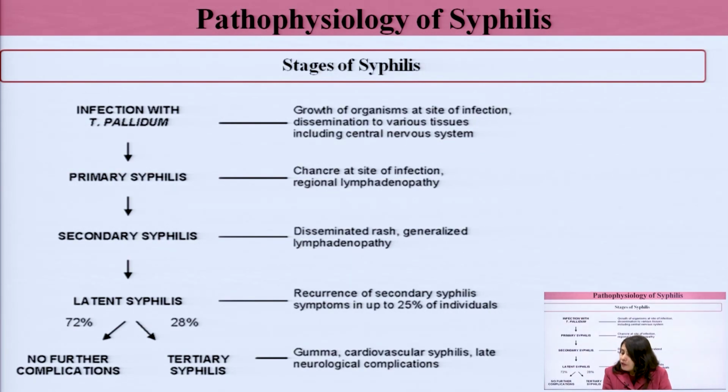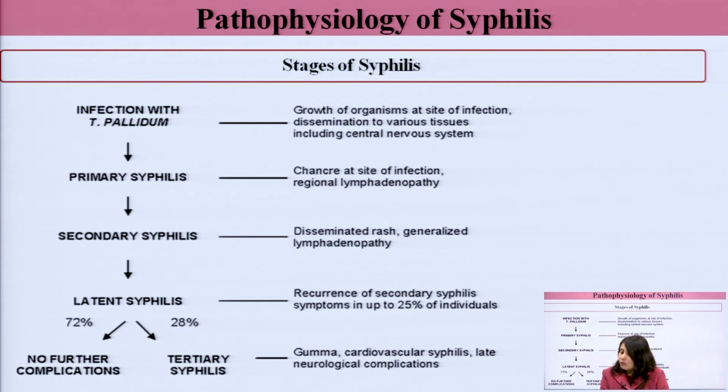Now there are various stages of syphilis. The stages include first the infection with Treponema pallidum, in which growth of organisms at the site of infection occurs. Then dissemination to various tissues, including the central nervous system, may occur. After the infection has disseminated from the site of infection to the bloodstream, it results in primary syphilis. Primary syphilis is characterized by the formation of a chancre at the site of infection and regional lymphadenopathy. We'll discuss this in detail.